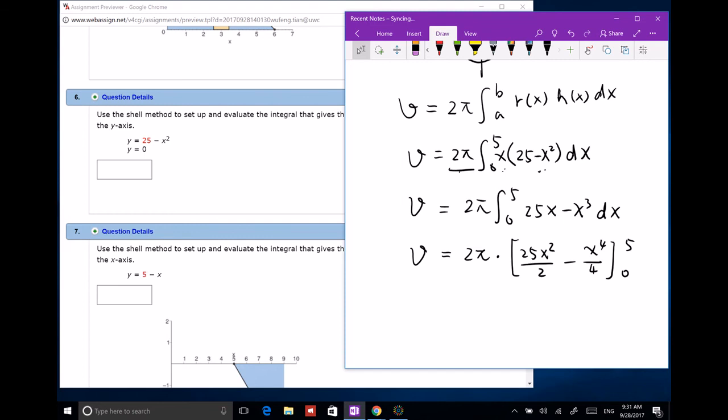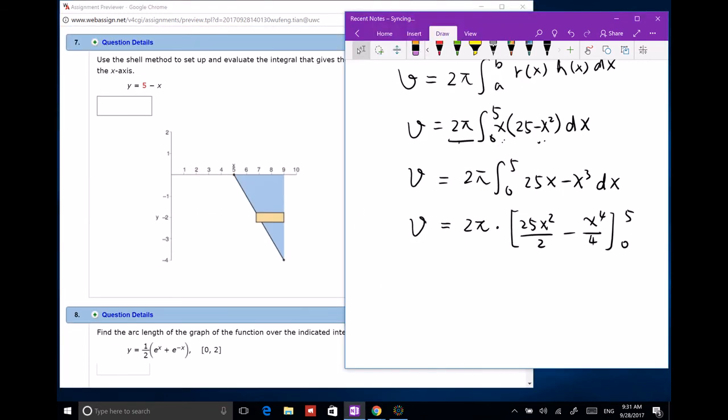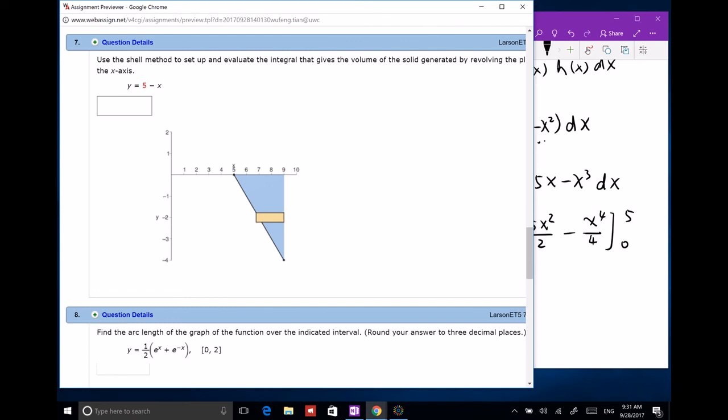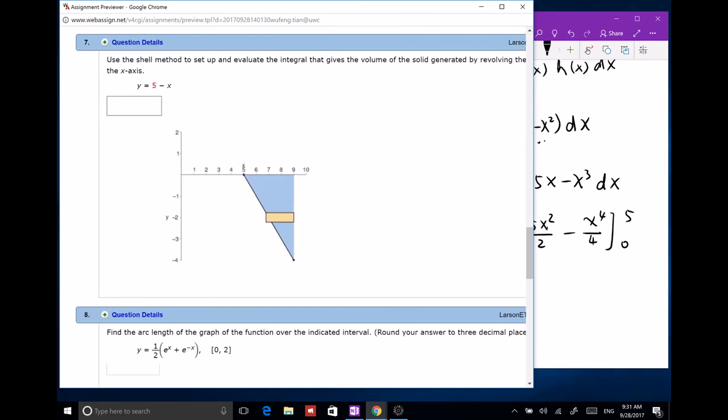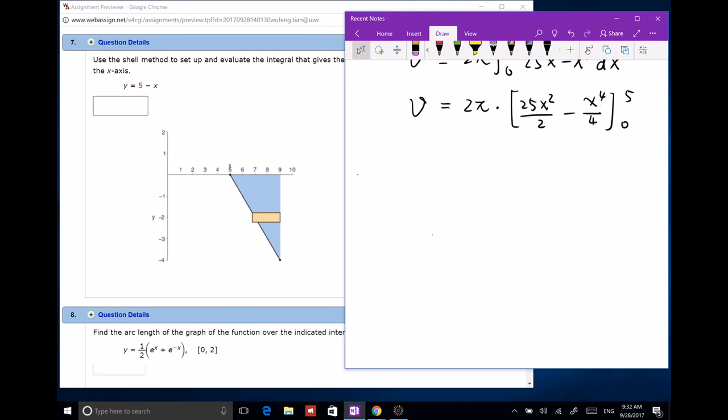Okay. So number 7. Use the shell method to set up and evaluate the integral that gives the volume of the solid generated by revolving the plane region about the x-axis. I think we have one of this in the homework.